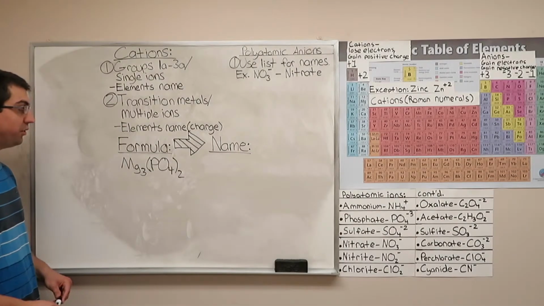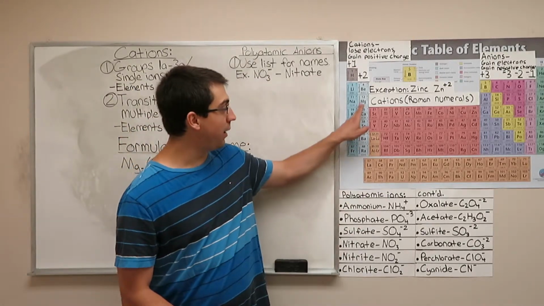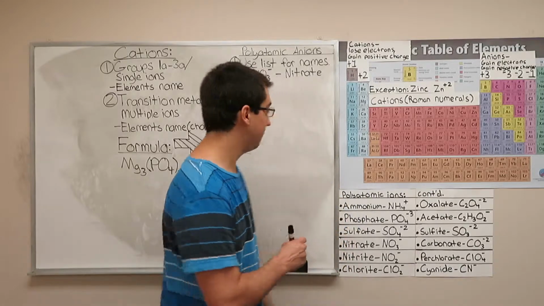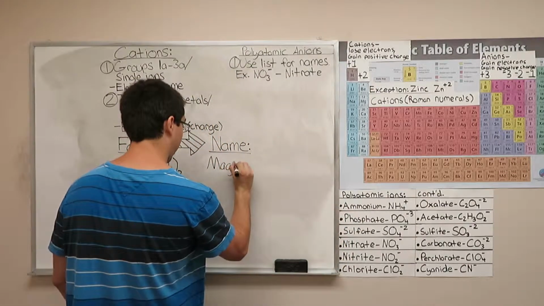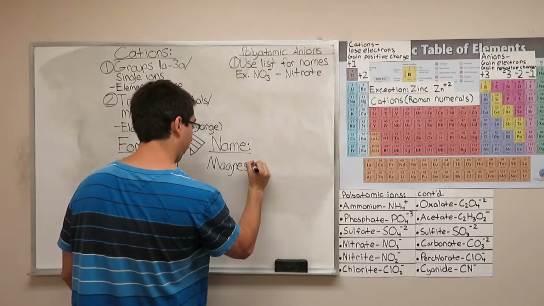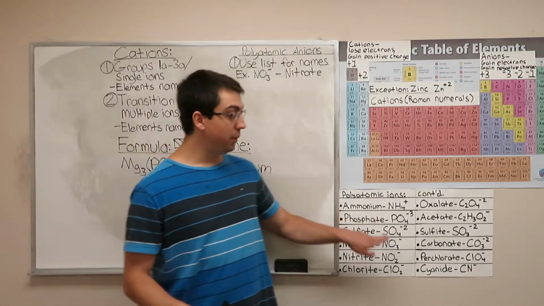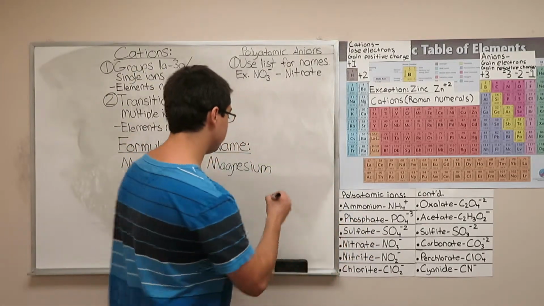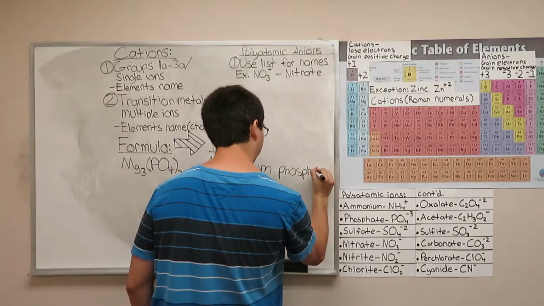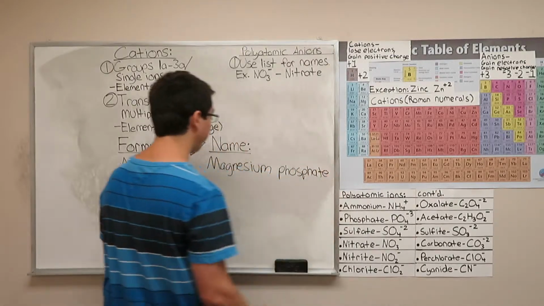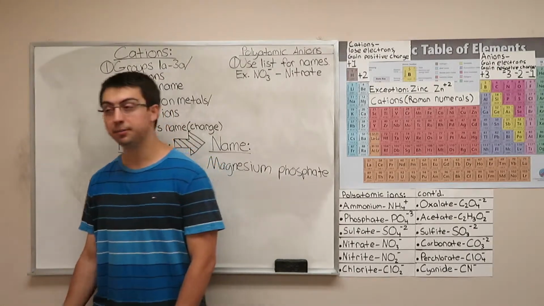Our formula is Mg3(PO4)2. First we need to write down each of their names. We have Mg, and that's magnesium. We have PO4. PO4 is phosphate. And the name for Mg3(PO4)2 is magnesium phosphate.